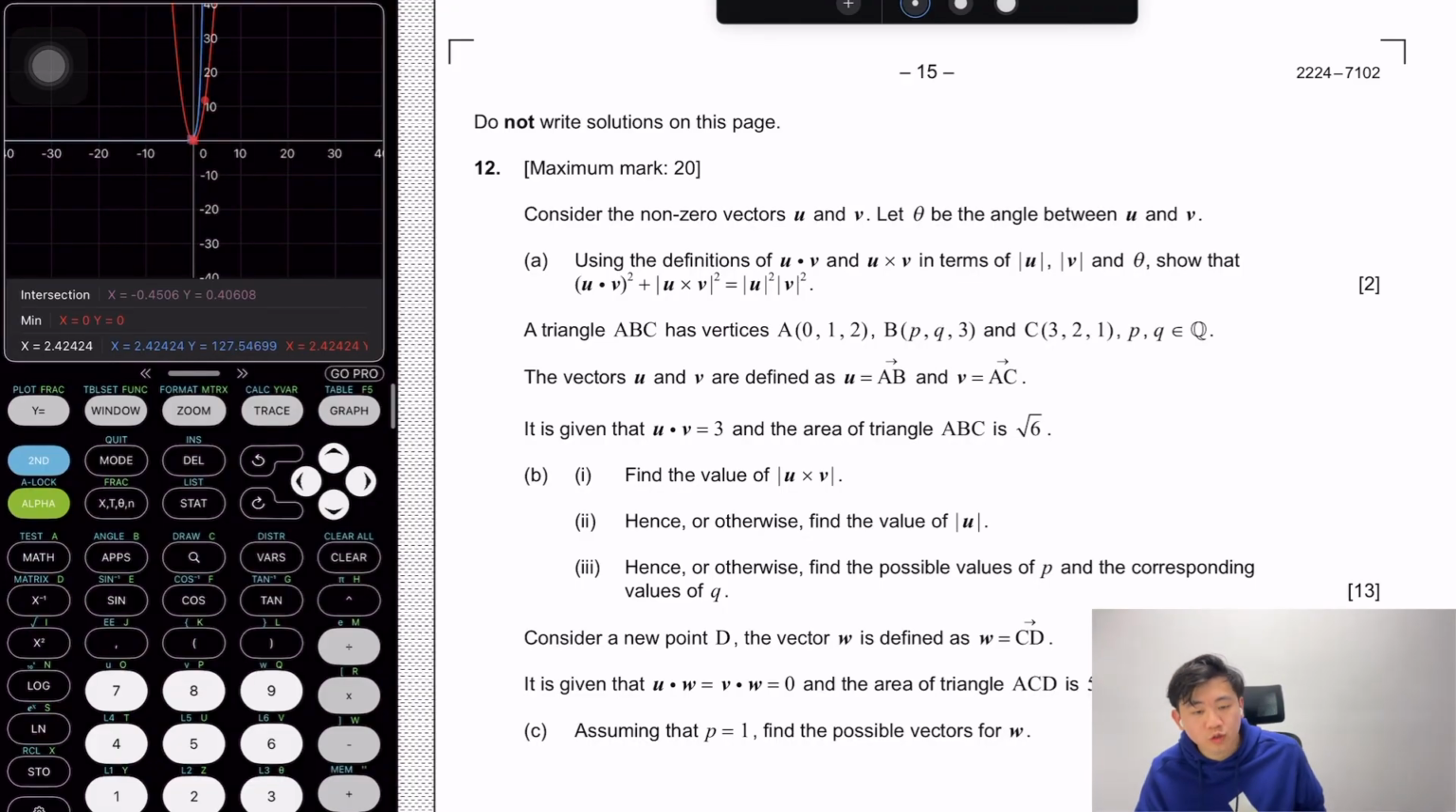Now question 12. Question 12 is slightly tricky. We actually don't have to have the full concept of vectors, okay? So basically you just follow the formula booklet. That should be enough, okay? So now let's see part A. Use the definition of u dot v and u cross v in terms of absolute u and absolute v and theta, show that this equation holds, okay? So how can we prove that, okay?